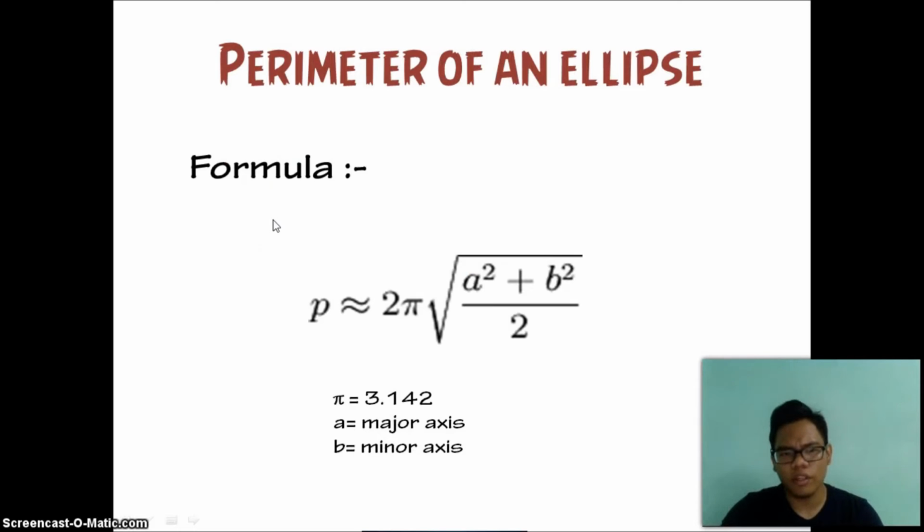Next, the perimeter of an ellipse. The formula for the perimeter of an ellipse is 2 times pi times the square root of a squared plus b squared, over 2. Here's some information: pi equals 3.142, a equals the major axis and b equals the minor axis. Next.